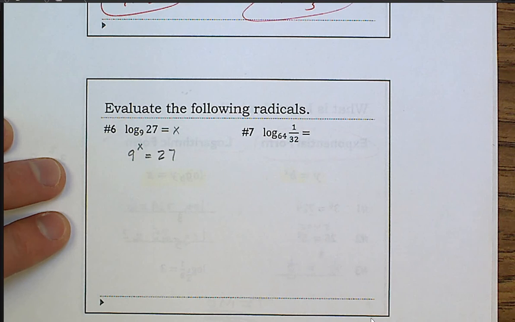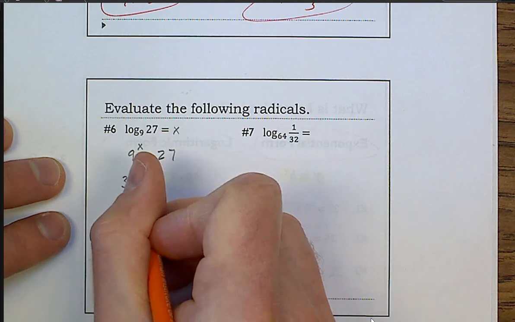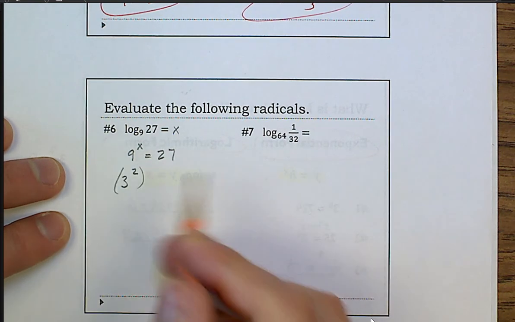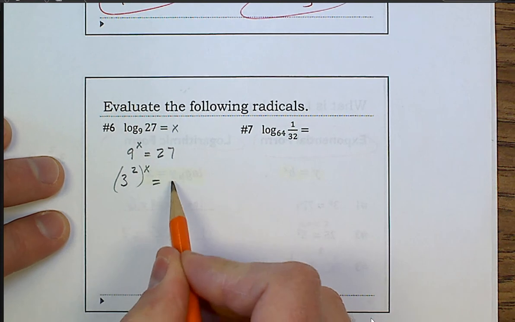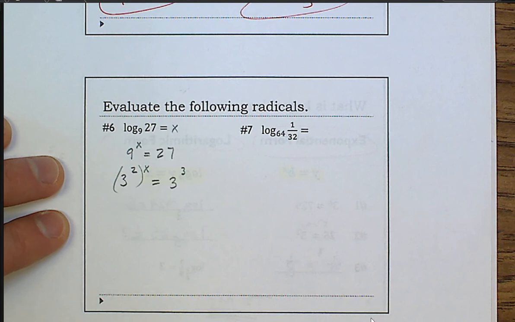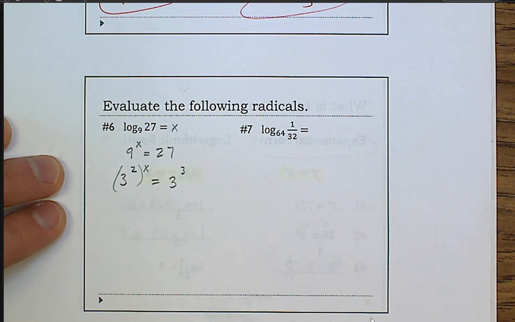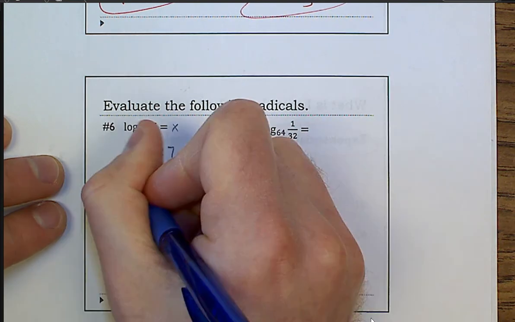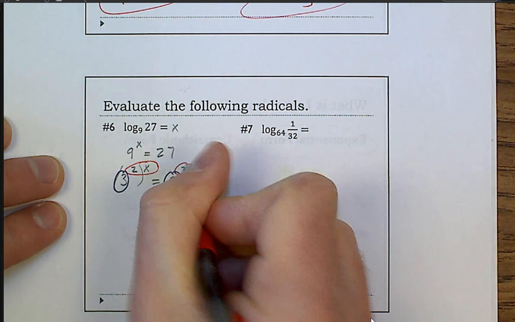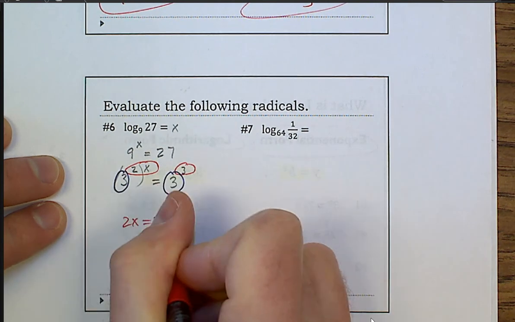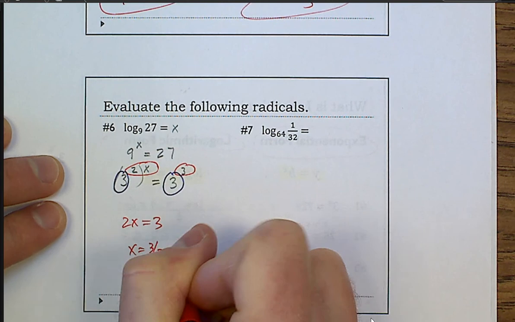Well, I know 3 squared is 9, so I just took 9 and rewrote it as 3 squared. There's my x, equals 27 is 3 to the third, right? 3 times 3 is 9, times 3 is 27. Now my bases are the same, so if my bases are the same, then I can take the powers and set them equal to each other. And I get x equals 3/2. That's what you should get for that one.